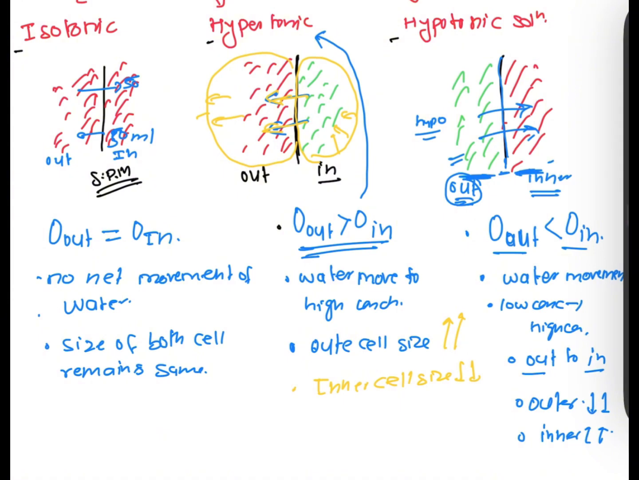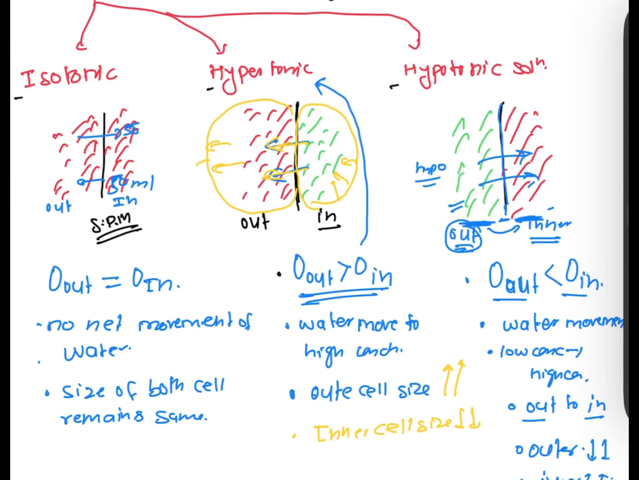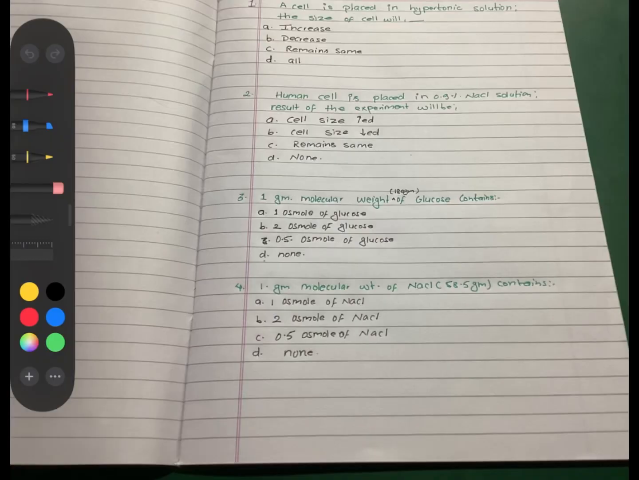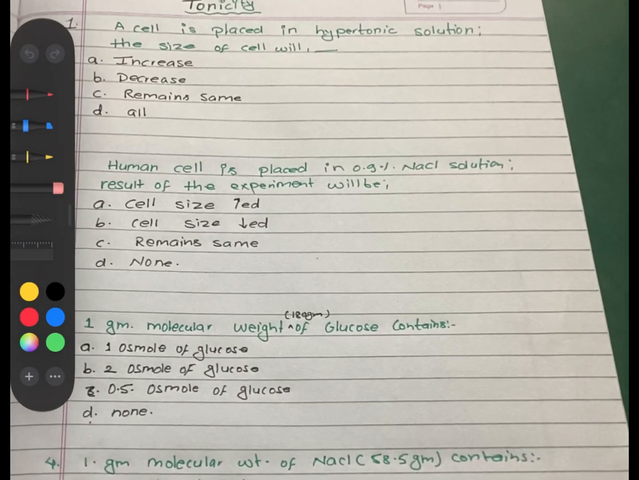So let's discuss our questions. Our first question: a cell is placed in a hypertonic solution, the size of the cell will be? There is one cell which is placed in a hypertonic solution. So there is net movement of water. Water moves from the inner cell to the outer solution, so there is a decrease in cell size.